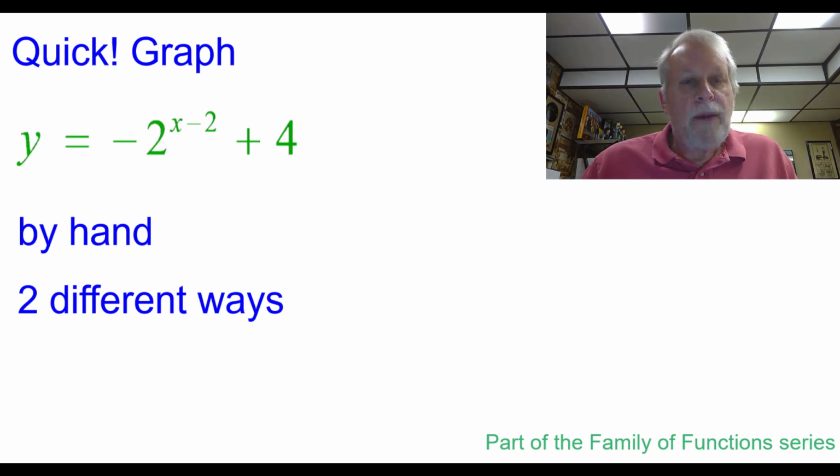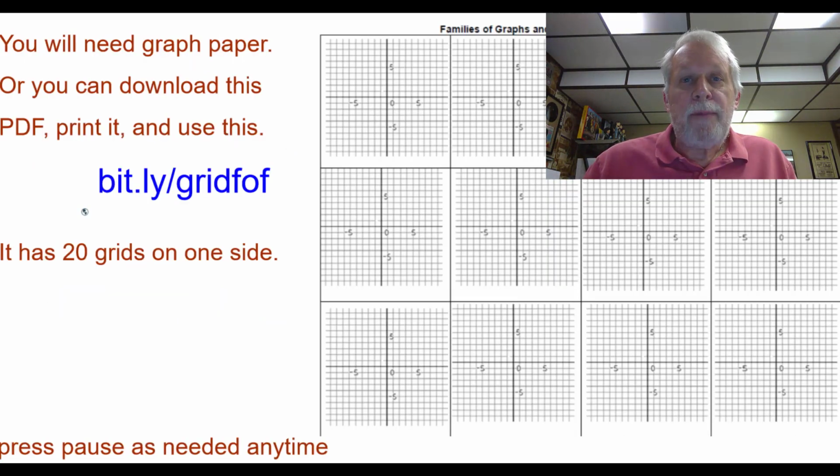Quick, graph y equals the opposite of 2 raised to the quantity of x minus 2 power plus 4 by hand 2 different ways. This is part of the family of functions series. You will need graph paper, or you can download this PDF and print it. Press pause as needed anytime during this video.